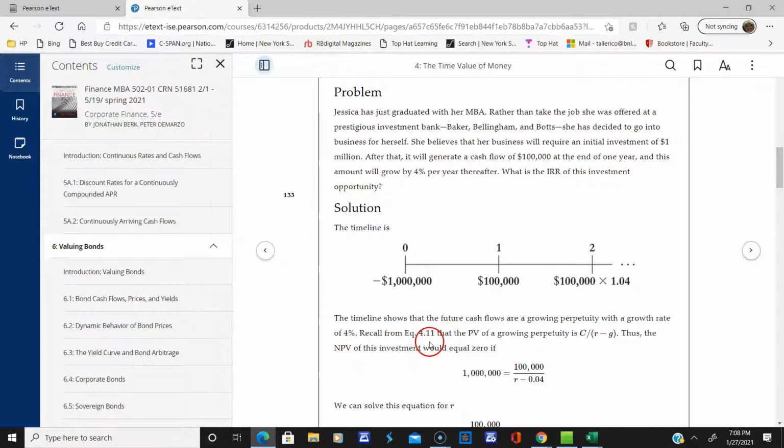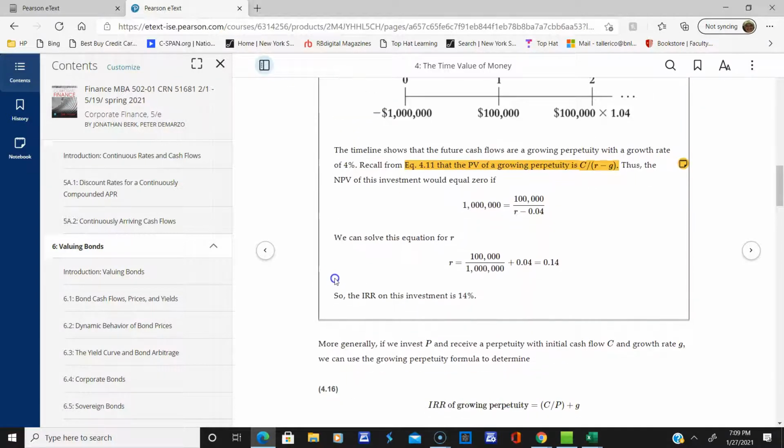So recall, if you look at equation 4.11, if you go back from equation 4.1, the present value of a growing perpetuity is simply that equation right there. So basically, the net present value of this investment would equal 0 if and only if 1 million, this is your initial investment, is equal to this, right? So we have a growing perpetuity, and we move this over because it was equal to 0, so we move this over to the right, right? And if we solve that equation, the internal rate of return on this investment comes out to be, you can see, 14%.